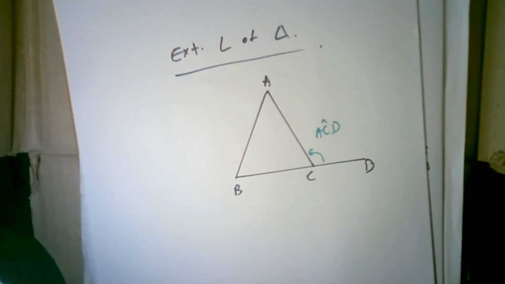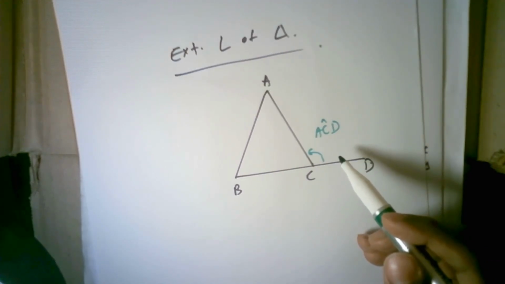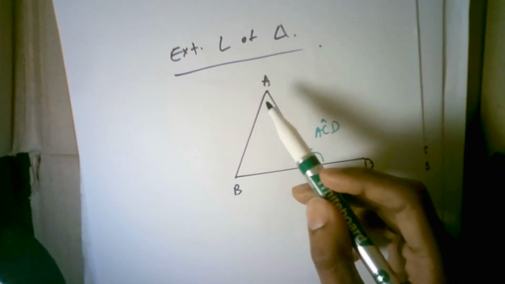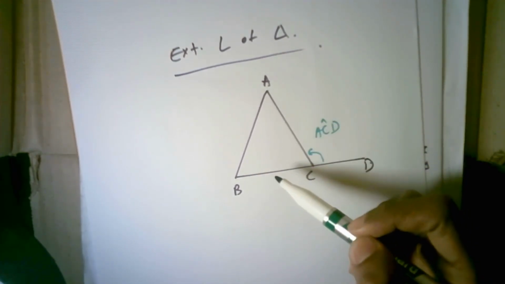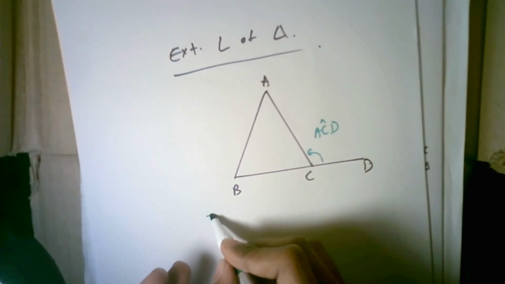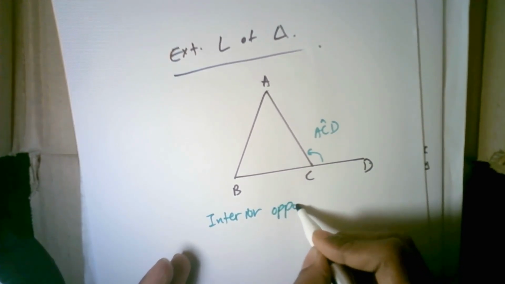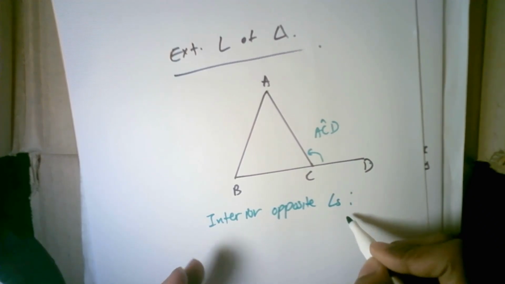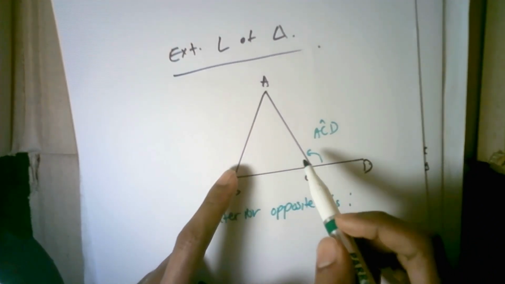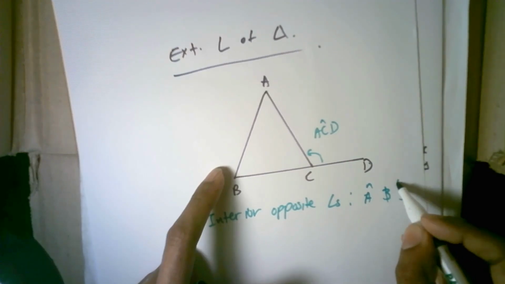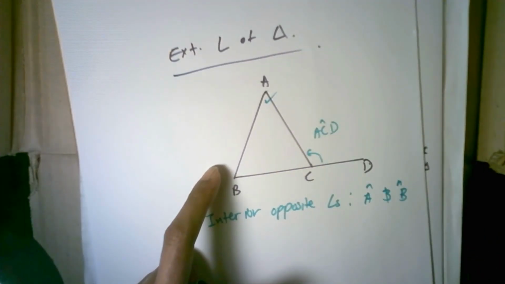So whatever the size of this angle is, right, we did an investigation in class and we looked at the interior angles. Now there's 3 interior angles, but there's 2 interior opposite angles. Let me write that down. Interior opposite angles. The 2 interior opposite angles will be angle A, right, angle A and angle B. So this is an interior opposite angle, and angle B is also an interior opposite angle as well.